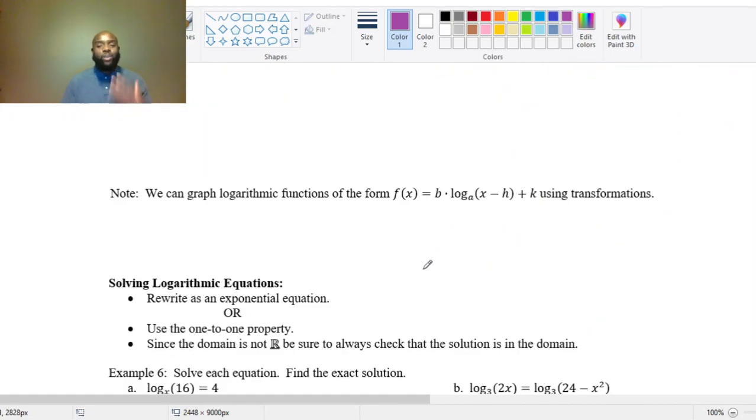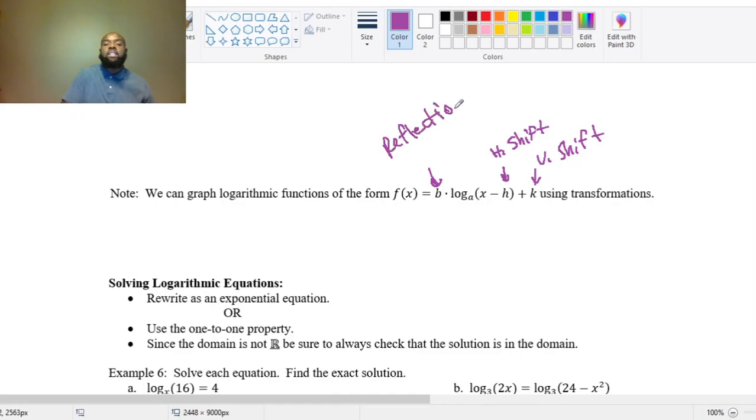But we can use transformations to get more complicated logarithmic functions. All right, remember this gives us the horizontal shift. This gives us a vertical shift. And then this value here gives us a reflection about the x-axis. And it can give us a vertical stretch if that number is different from 1 or negative 1. All right. And remember that those transformations always apply to all functions.